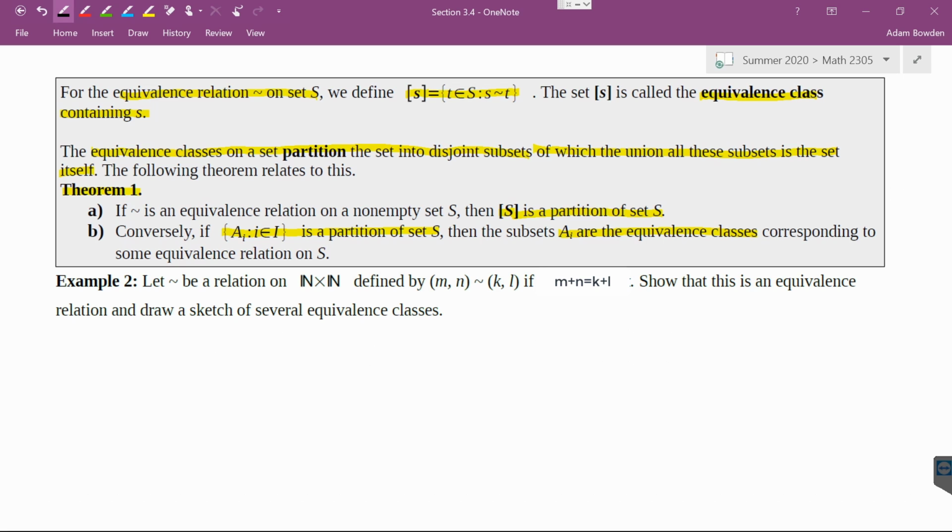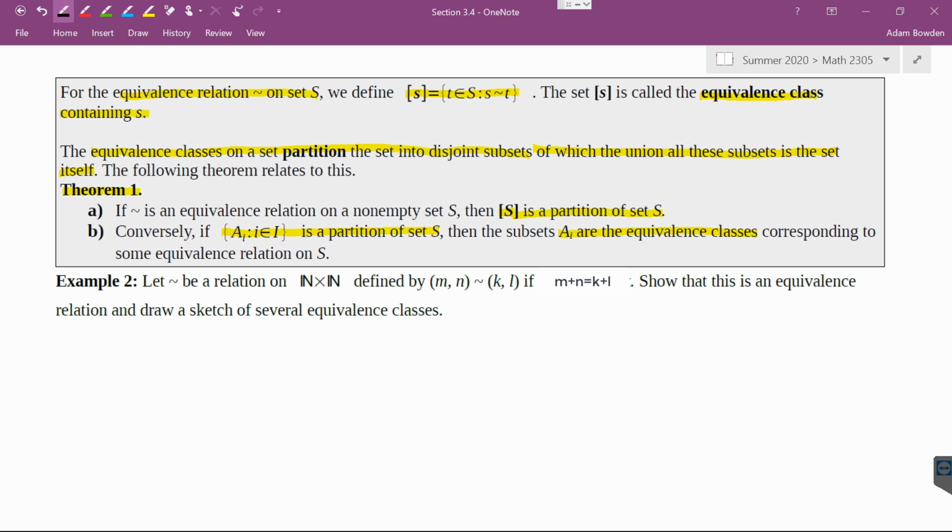So let's consider practically how this is working. Let's look at an example. It's a relation on the natural numbers cross the natural numbers, defined by the ordered pair m, comma n, relates to another ordered pair k, comma l, if m plus l equals n plus k. What we want to do is show that this is an equivalence relation and see what we get when we start thinking about the equivalence classes created by it.